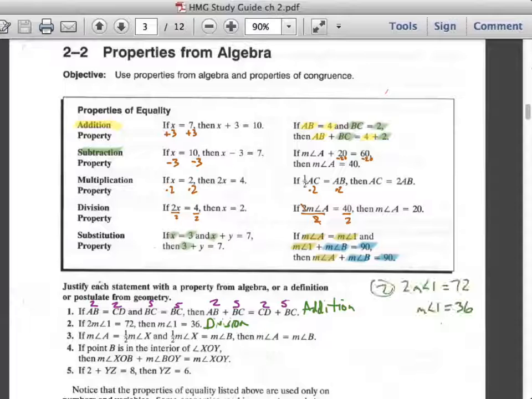Did you say division? This is really what's going on over here. 2 times the measure of angle 1 equals 72, so you divide by 2, and you get measure of angle 1, 72 divided by 2 is 36. See if you can figure out what number 3 is about.